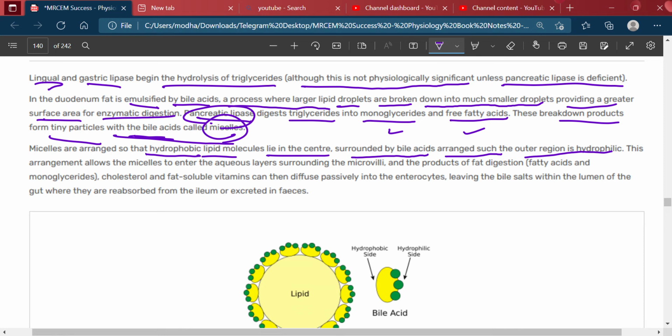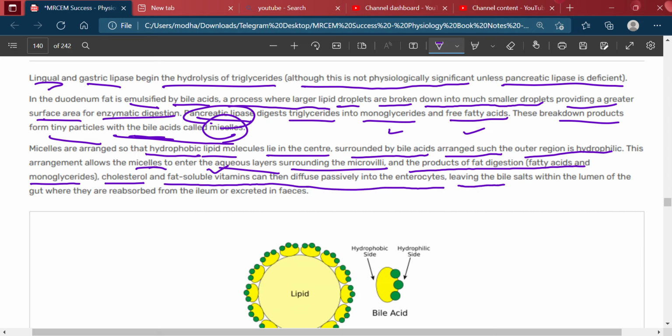This arrangement allows the micelles to enter the aqueous layer surrounding the microvilli. The products of fat digestion, fatty acids and monoglyceride, cholesterol and the fat-soluble vitamins can then diffuse passively into the enterocytes, leaving the bile salts within the lumen of the gut, where they are reabsorbed from the ileum or excreted into the feces.